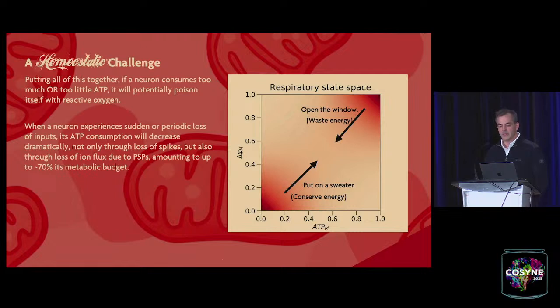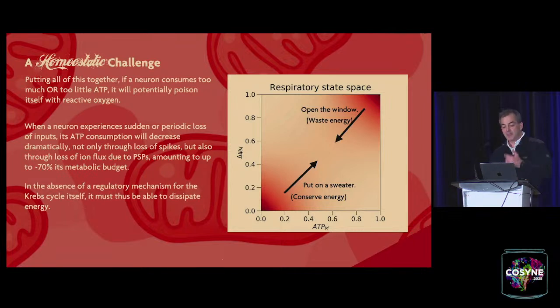When a neuron experiences sudden or periodic loss of inputs, like you do when you close your eyes, the ATP consumption will decrease dramatically, not only through loss of spikes, but also through the loss of inputs. And it's estimated that your metabolic budget for neural activity is up to 70% of a neuron. Okay? In the absence of any regulatory mechanisms for the Krebs cycle, so that the Krebs cycle keeps running and producing NADH ongoingly, the neuron is in the situation that it must dissipate the energy.